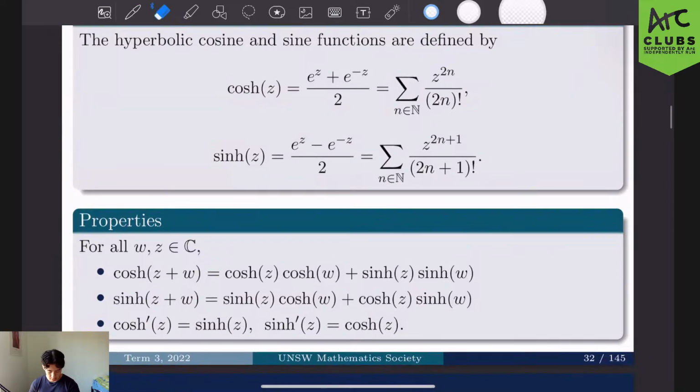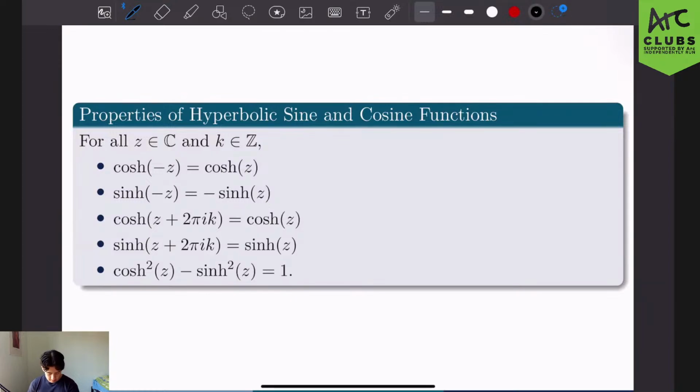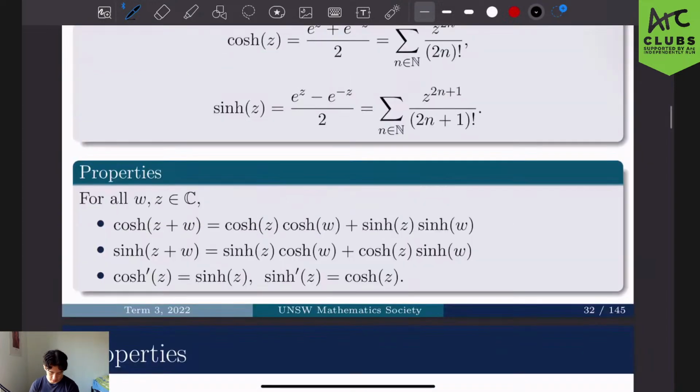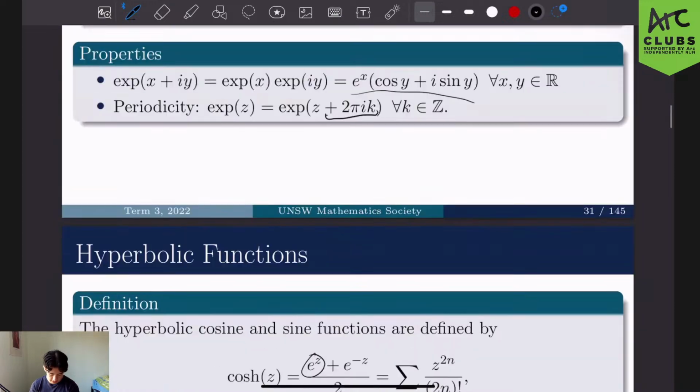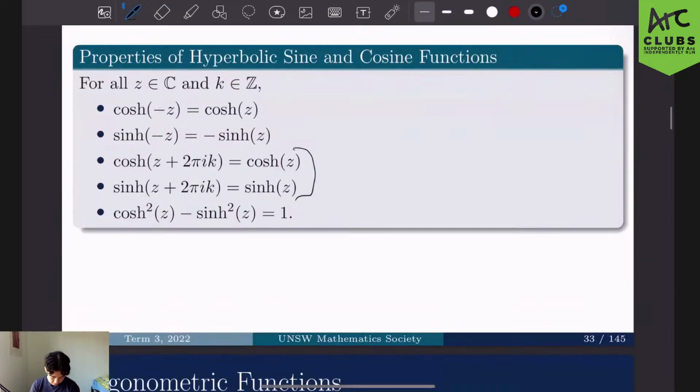Okay, so we've got some properties here which translated from our real analysis. You can see the addition formulas and the derivatives of cosh and sinh. You should be familiar with these. We also have that cosh is even, sinh is odd, and because we're defining these in terms of the exponential, and the exponential is periodic, these functions are also going to be periodic. You should know this one as well. This is also translated to the complex.